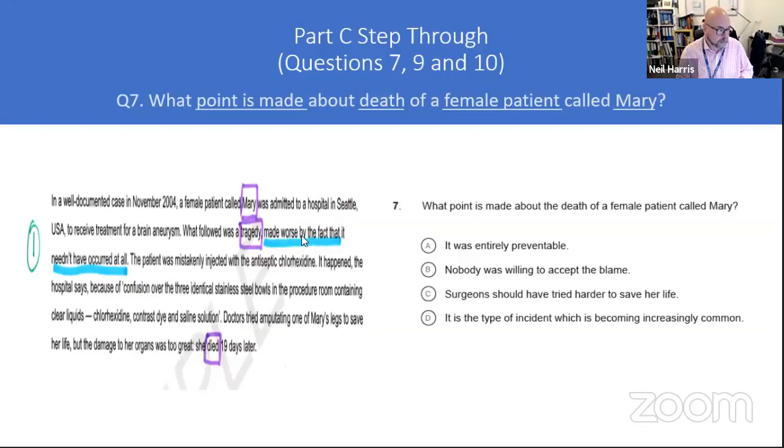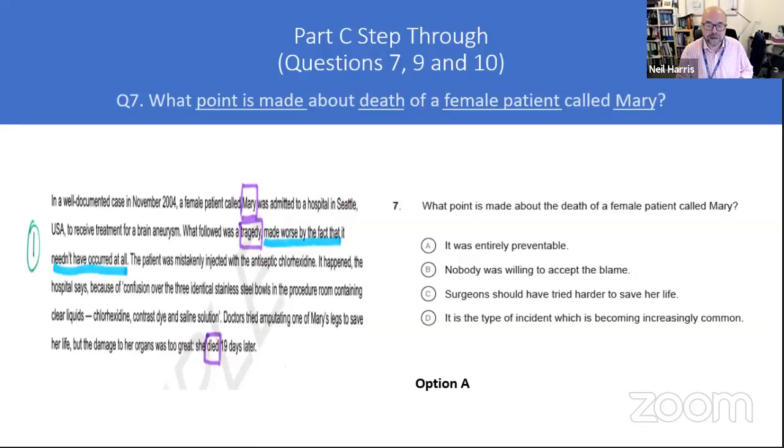It was made worse by the fact it needn't have happened, or needn't have occurred at all. Option A, it was entirely preventable. And that is the right answer. So that, I hope, starts to give you, and fantastic, I'm just looking in comments, and I can see Aidan, Tin, Purpa, and Alia, apologies if your pronunciation is very poor, that you've got to the same point as well. Fantastic. Now, this is what I mean about reading for the answer.